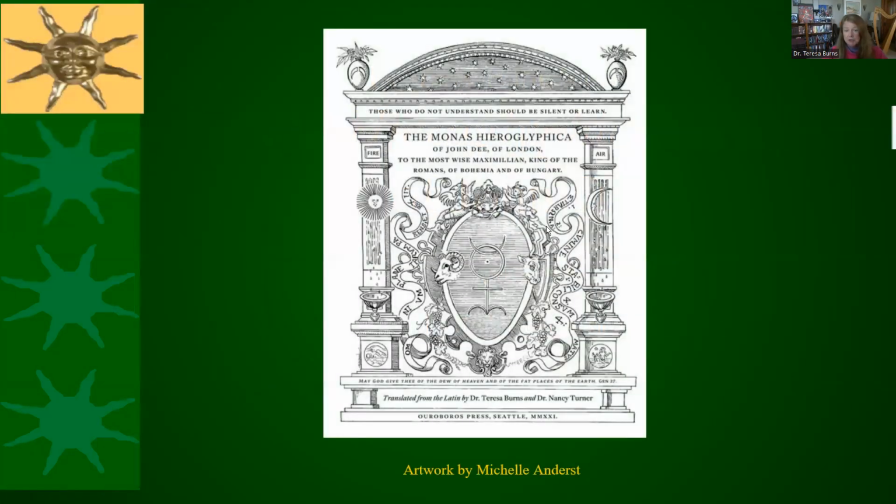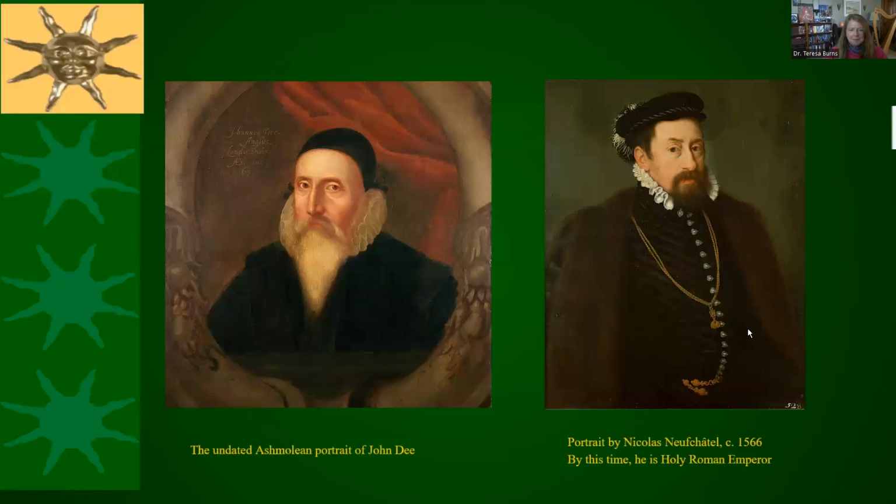He will be talking about the monad glyph. You probably know what it looks like, but just to remind you, this is his monad glyph, which he will refer to as a hieroglyphic image. I'm assuming if you're taking this class, you know who John Dee is. You probably have seen this picture many, many times before. It's the undated Ashmolean portrait of him.